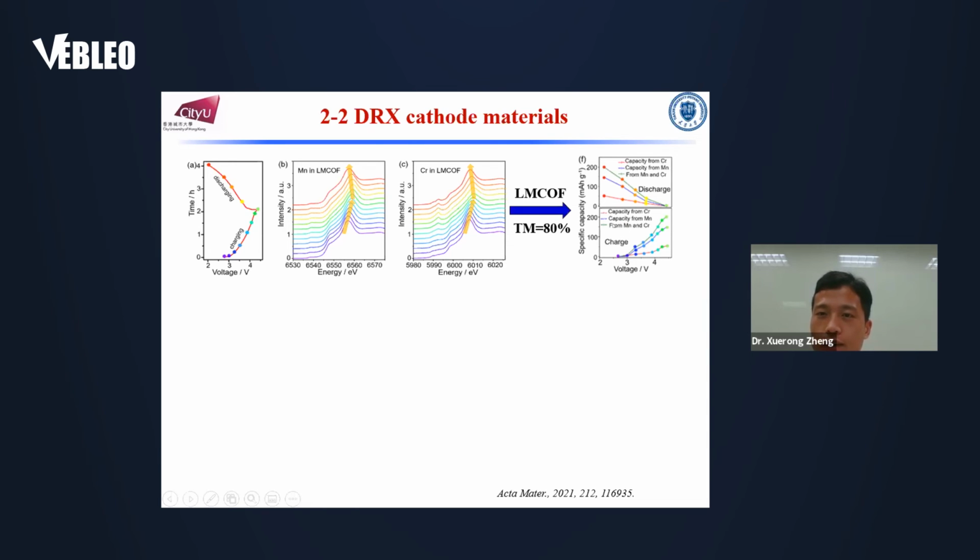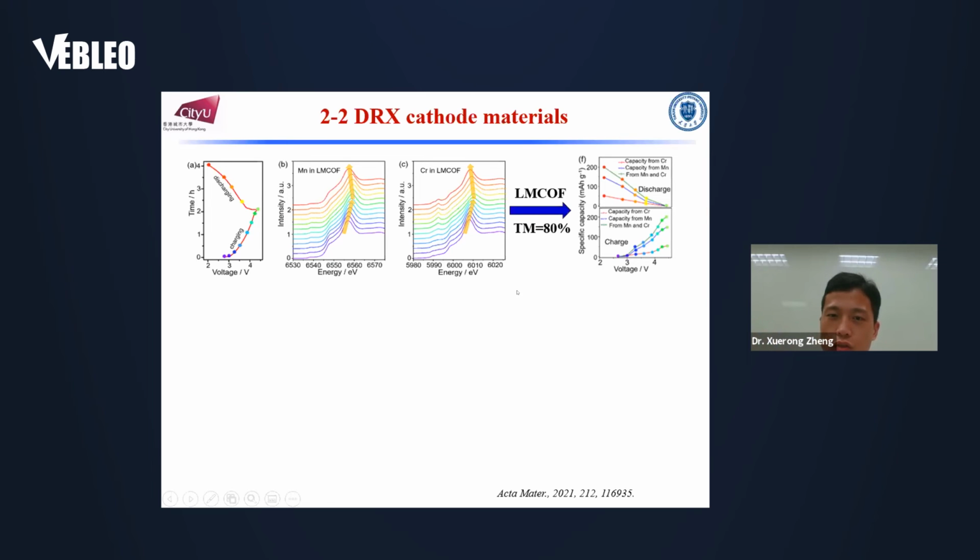And we find that the chromium and manganese contribute about 80% of the capacity to the battery performance, and the last 20% may be contributed by the oxygen redox.